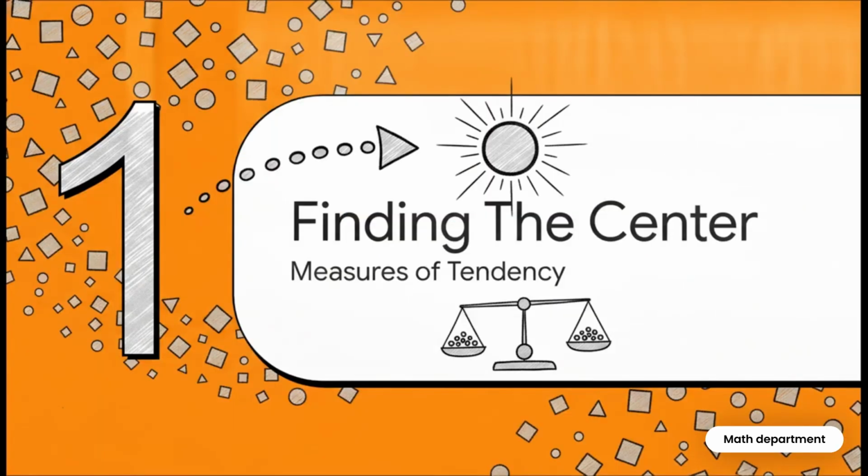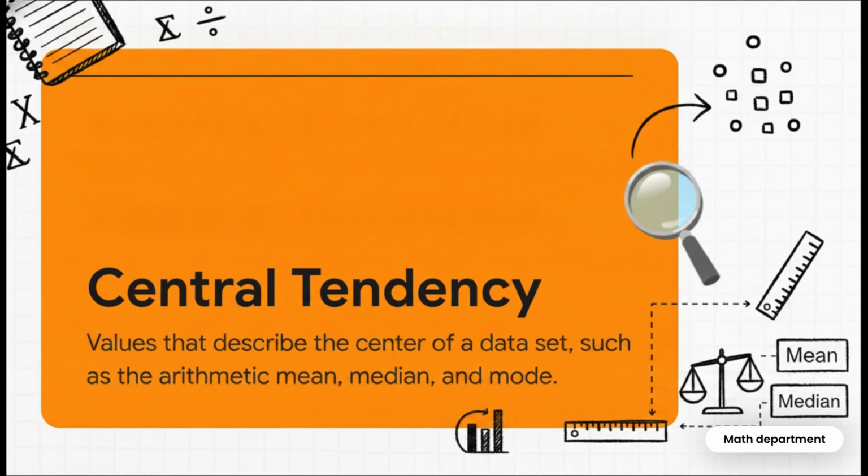All right, Section 1, Finding the Center. In statistics, dealing with raw data can feel pretty overwhelming. We really need a reliable way to summarize a whole group of completely different numbers with just one single representative value. And these summarizing values, they're called measures of central tendency. Sounds fancy, but they just describe the center of a data set. The big three you absolutely need to know are the arithmetic mean, the median, and the mode. Think of them as just different tools in our mathematical toolbox, all used to find the middle of our data.